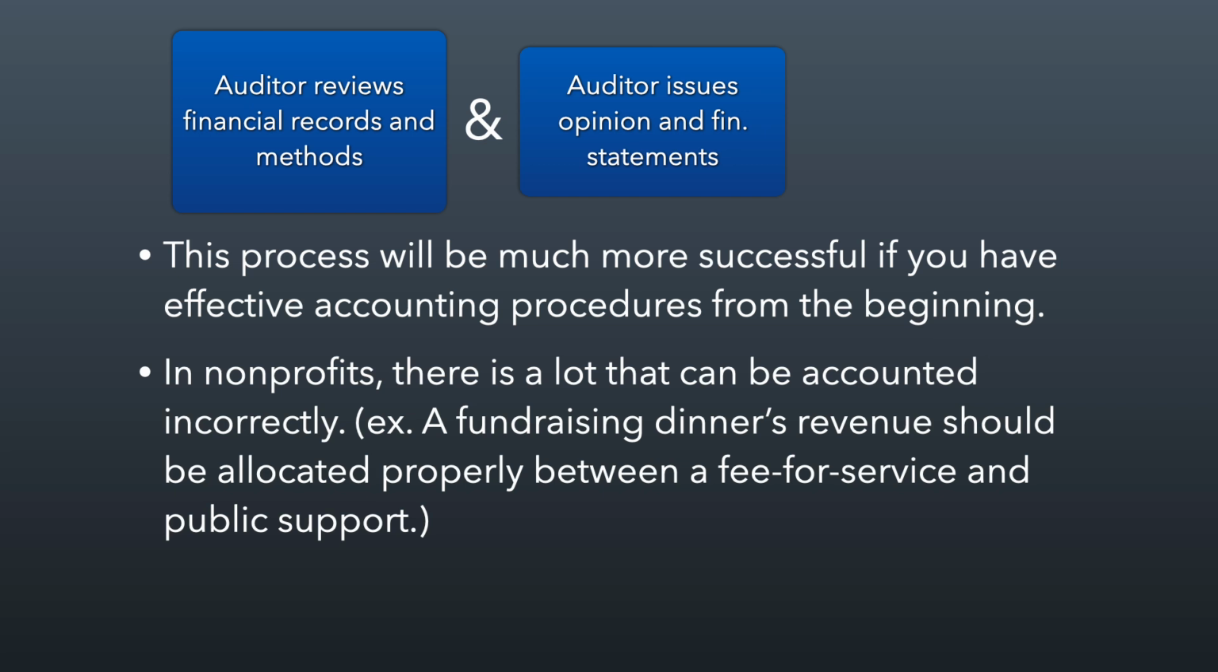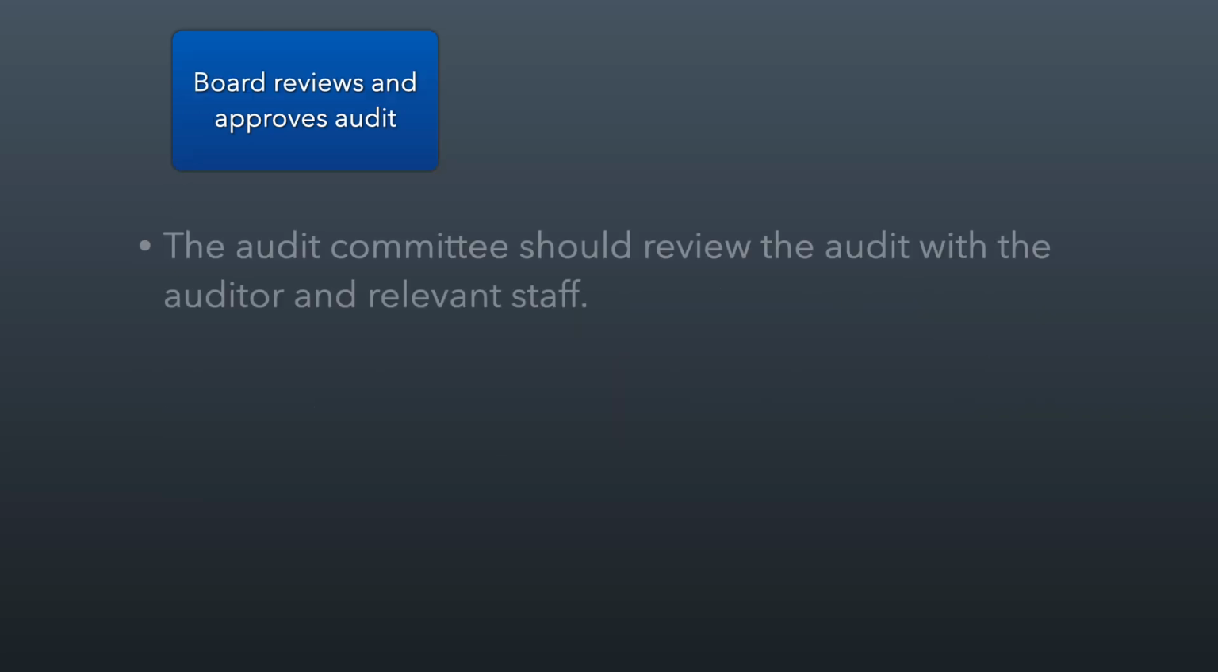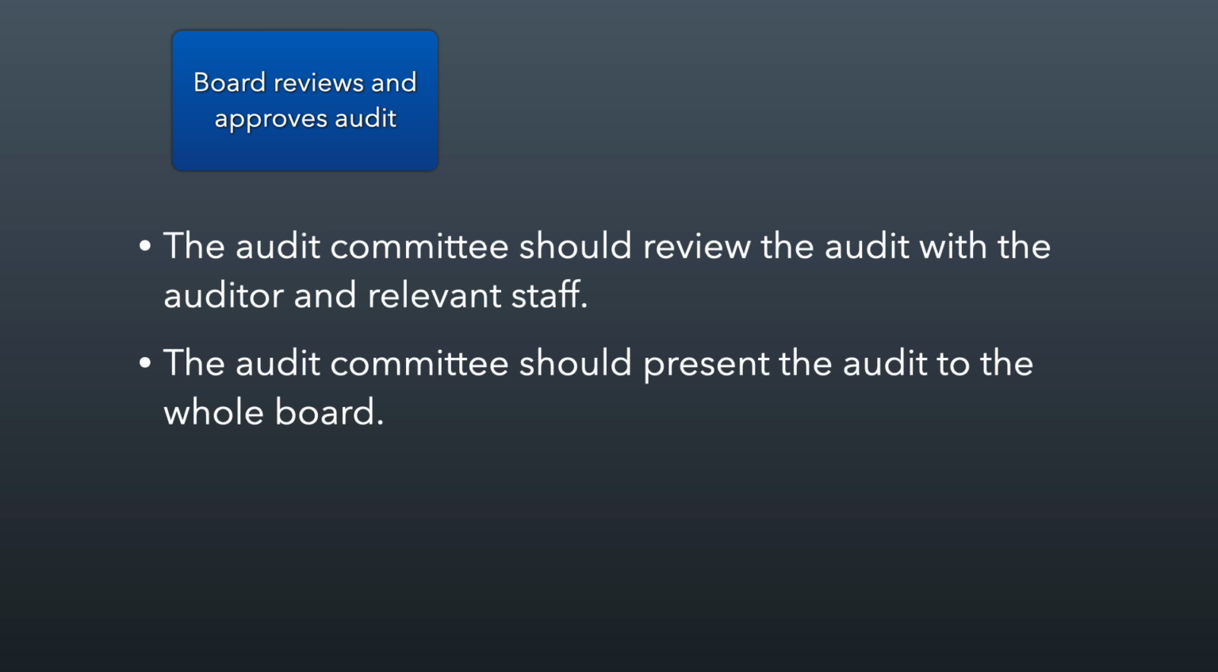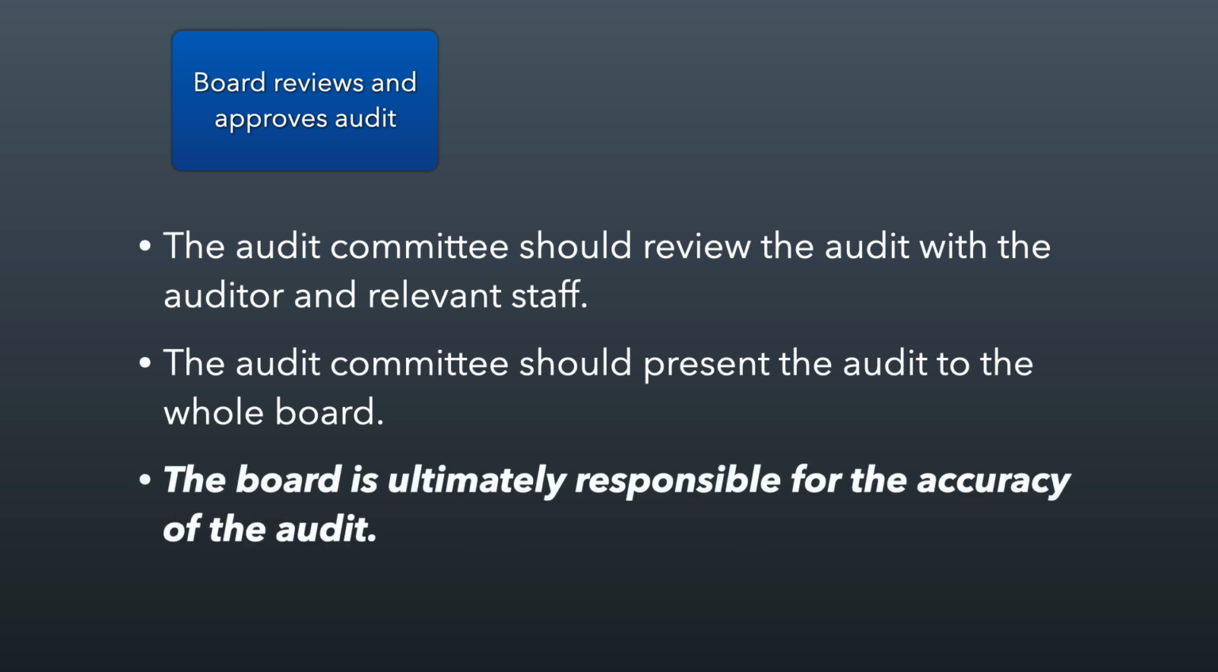We're going to talk about the kind of opinion that an auditor issues. It's called an unqualified opinion, which is a funny sounding name. But we'll talk about what that means in class, because it basically means they don't have any qualifications or hesitations about the financial statements. And then the audit committee reviews the audit with the auditor and the relevant staff. Usually auditors are going to point to things that should be improved or changed. Those things should then be brought to the entire board, and then the board approves the audit. And so it's important that the board is ultimately responsible for the accuracy of this process.